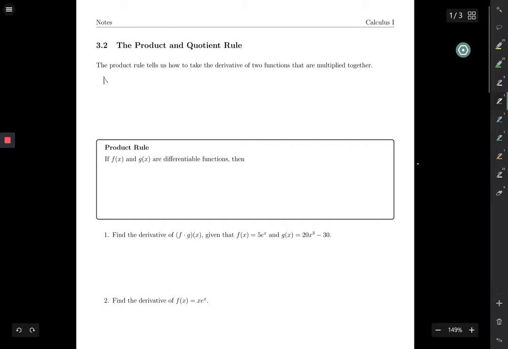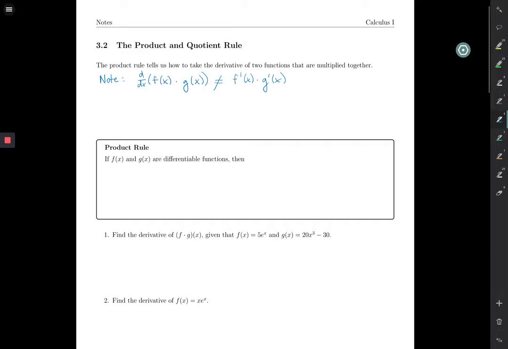And it's important to remember that the derivative of f times g of x is not equal to f prime of x times g prime of x.